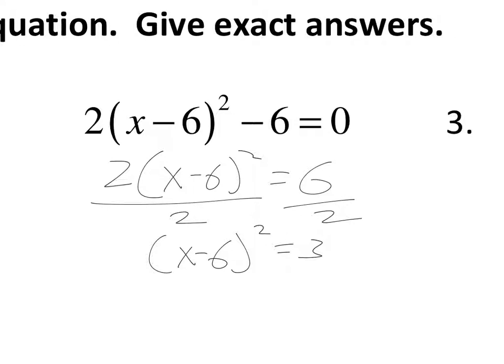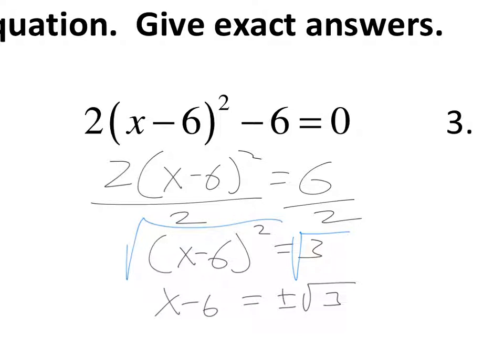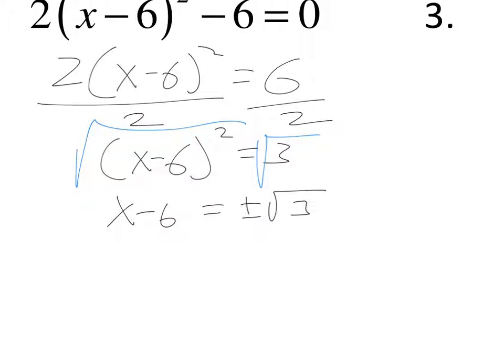And now we're ready to square root. Okay, we want to get this thing squared all by itself, so let's square root to get rid of that. Square root both sides. And we got x minus 6. Don't forget the plus or minus. Square root of 3. We don't know the square root of 3. It's an irrational number, so we're going to leave it like that. Let's add 6. And we've got x equals 6 plus or minus the square root of 3.